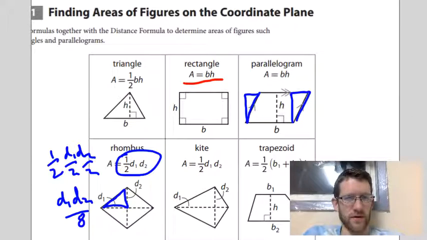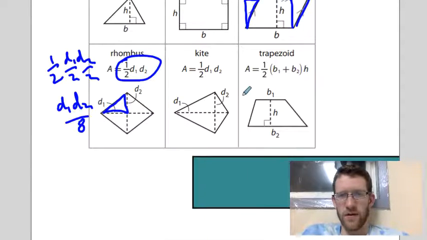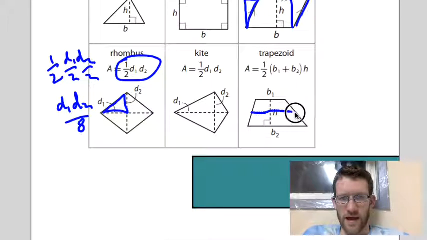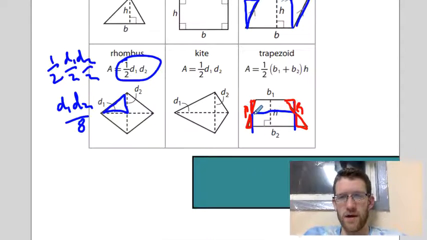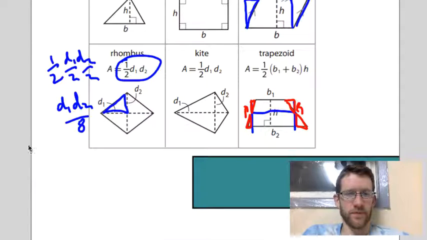Similarly, kite and then trapezoid. Sorry, it's in the way. Our trapezoid formula, you can think of as the average of the two bases, right? That's our mid-segment, times the height. Because we can move this triangle here up here, and this triangle here we could move up here. So we can clean that up, right? Move that here, put that up there, and all of a sudden we have a rectangle again. So it's the average of the two bases times the height.